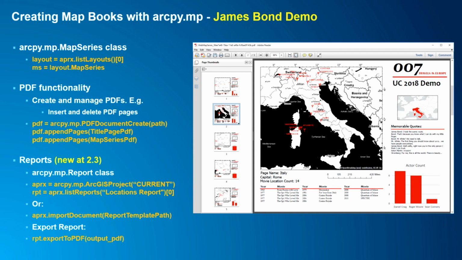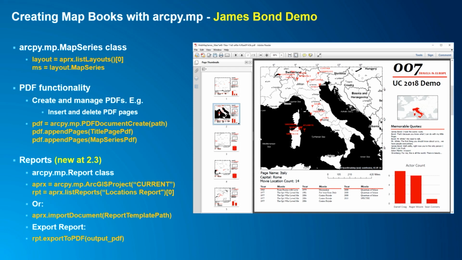So many of the things I'm going to show you could also be used in workflows other than mapbooks. So first off, what is a mapbook? Well, as you can see from the screenshot here, at its most basic, it's a collection of map series pages, usually a multi-page PDF. In the demo I'm going to show in a moment, I'm going to create a mapbook of James Bond movie locations.